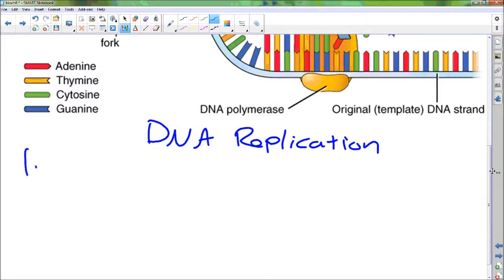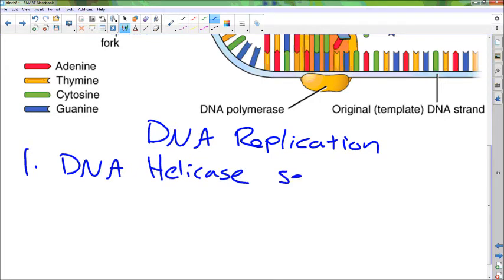The first step is that DNA helicase separates the 2 strands.